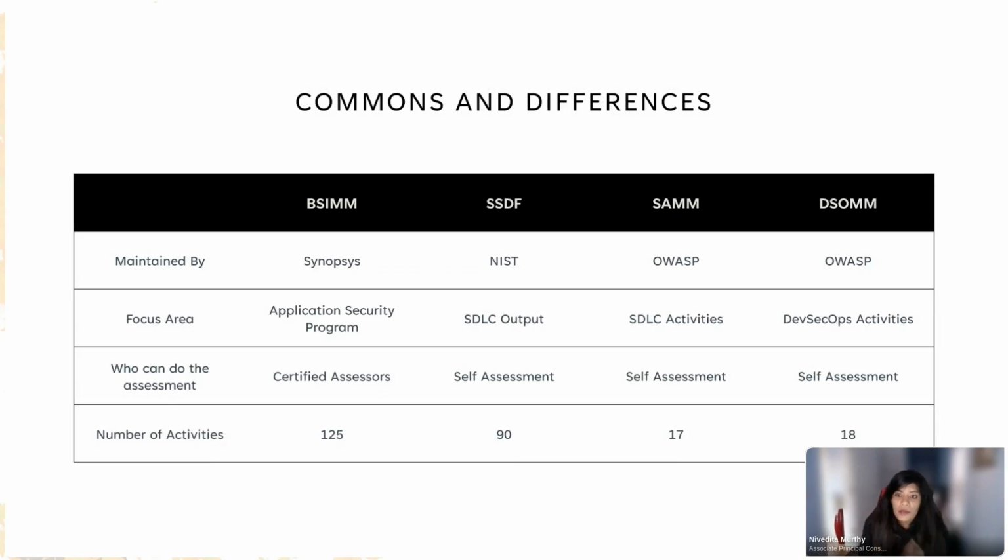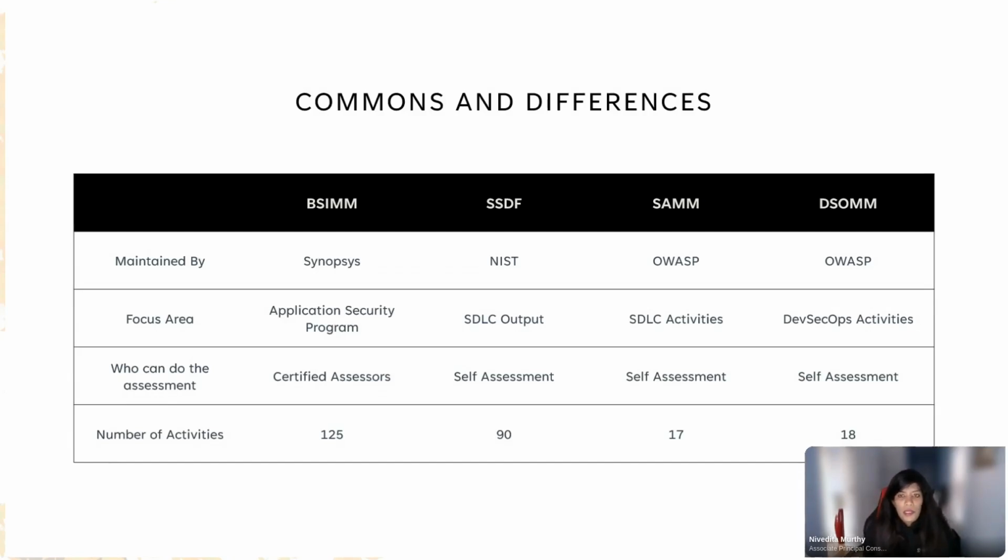However, while BSIMM is a descriptive model, OWASP SAMM is prescriptive. That means BSIMM will describe what activities the program is doing. OWASP SAMM prescribes what you should be doing out there. BSIMM assessments can obviously be done only by Synopsys. No one else can do it, while OWASP SAMM and the rest of it are self-assessments.